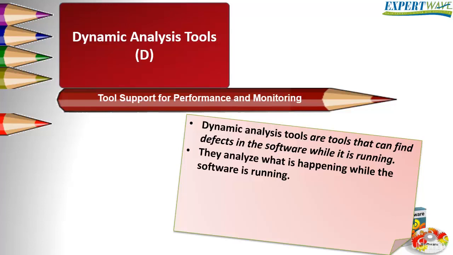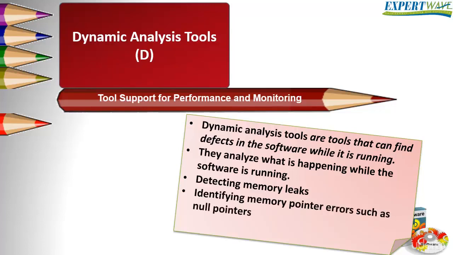Features or characteristics of dynamic analysis tools include support for detecting memory leaks. Do we use more memory of the system than we should or not? If we are eating the memory, then we have what is called a memory leak. Identifying memory pointer errors such as null pointers, which means did we use the memory correctly or not. And last, identifying time dependencies.